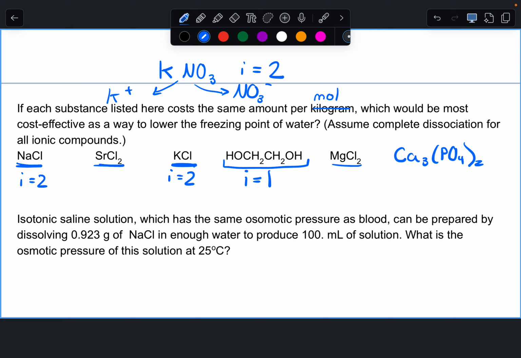Strontium chloride and magnesium chloride, those are going to break into Sr. I don't care if you don't remember the charges, but Sr2+, Cl-, and Cl-. Cl2 is not a polyatomic ion. It's saying you have 2 chlorine ions, okay? So 3 different things there, so the i is 3.